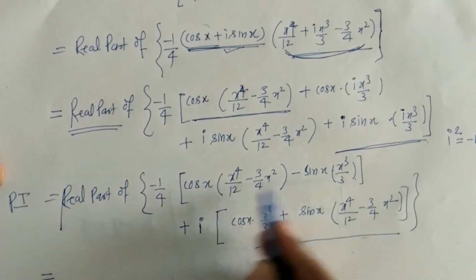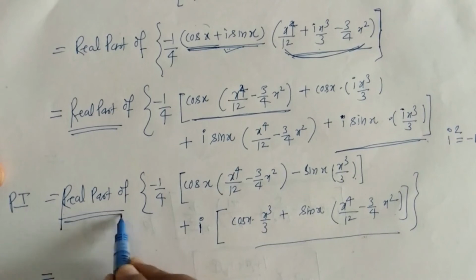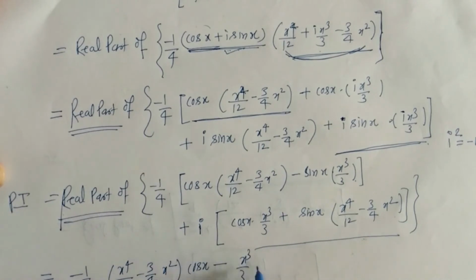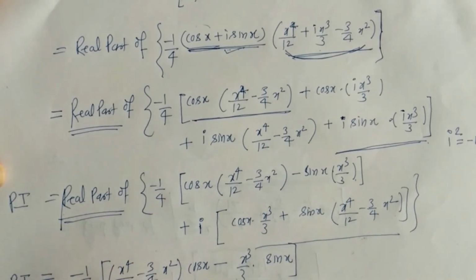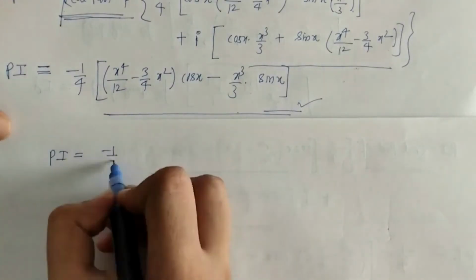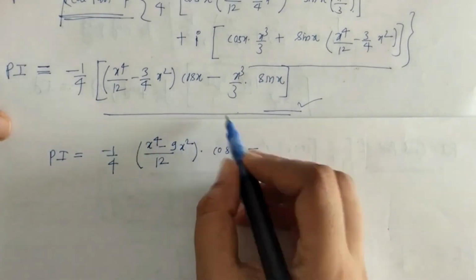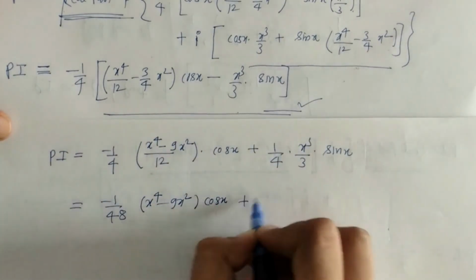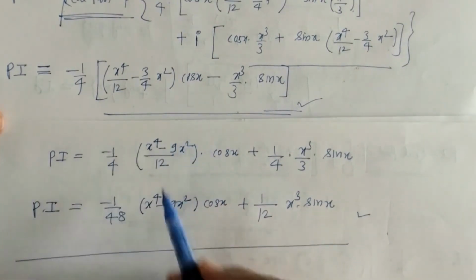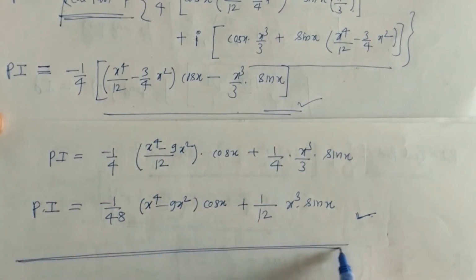This is the real part of this expression. So we will write down the real part of this operation. Here we got this term which is free from I, and this is the real part. We found the real part of this expression, and this is the required pi. If we want, we can do the simplification here. So here we have done the simplification of this expression. So this is the required pi.